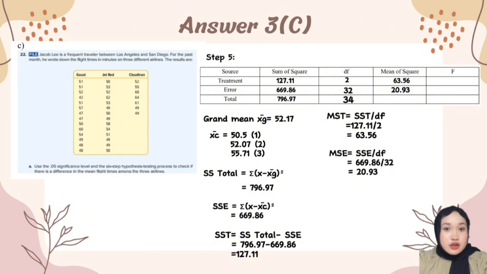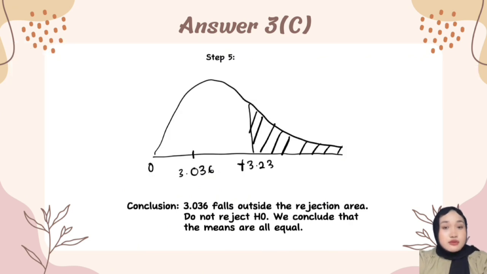Same formula for error, and we got 93.56 for treatment and 20.93 for error. Then for F value, using the formula mean square treatment divided by mean square error, and I got 3.036. Okay, then look at the graph in step 4. For the conclusion, 3.036 falls outside the rejection area. Do not reject H null. We conclude that the means are all equal.